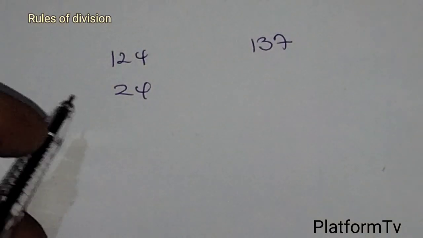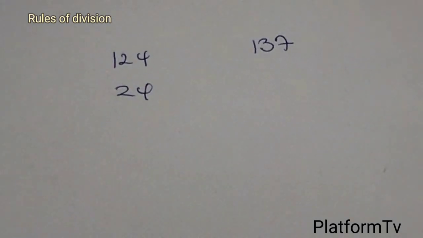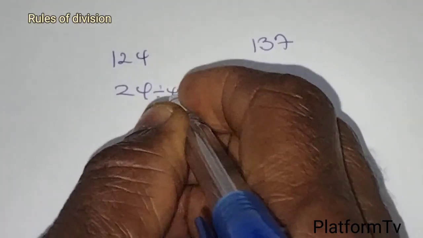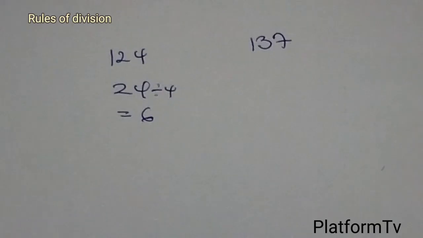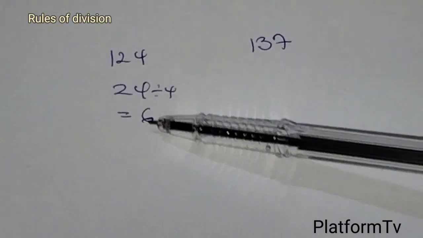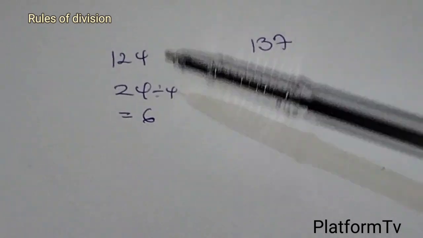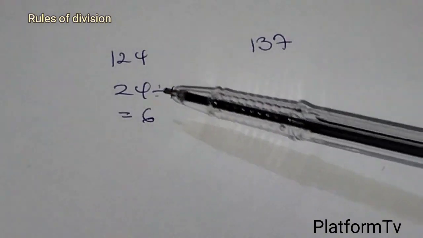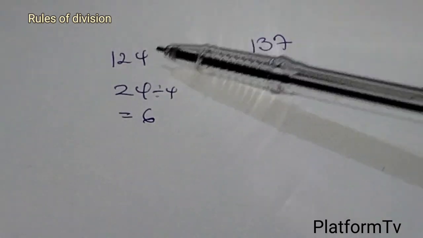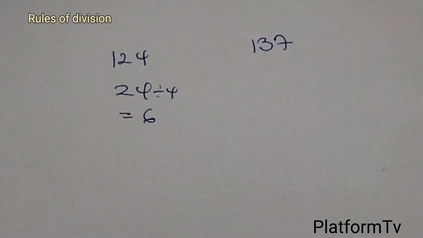And 24 is divisible by what? 4, right? 24 divided by 4, our answer is 6. So it means that 124 can be divided by what? 4. It is not 124 divided by 4 that is 6. It is the last two digits, 24, 24 divided by 4 that is 6, showing us that 124 is divisible by what? 4.